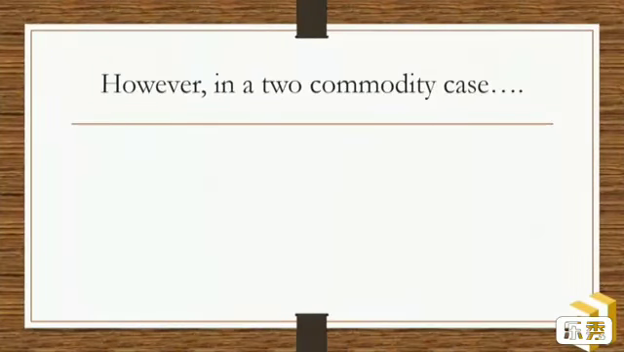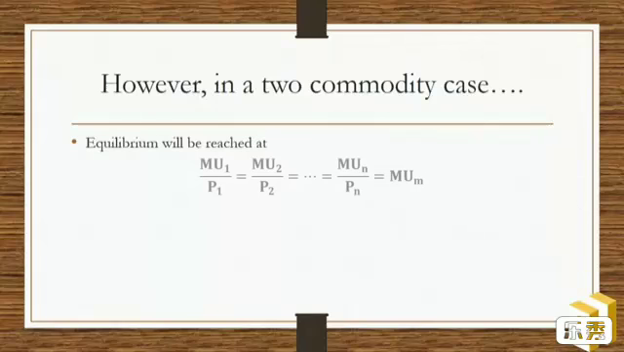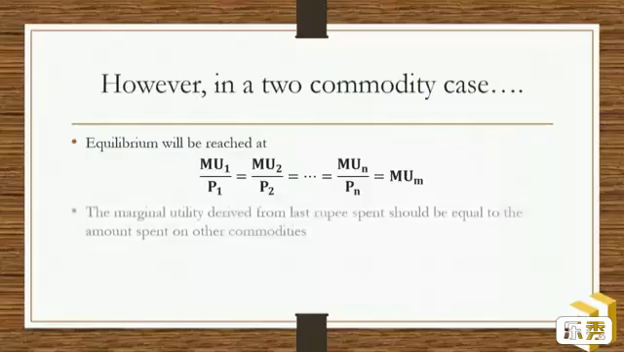In a 2-commodity case, equilibrium will be attained where the ratio of marginal utility of a commodity to its price for all the commodities is equal to the marginal utility of money. In other words, marginal utility derived from the last rupee spent should be equal to the amount spent on other commodities. However, this is just the cardinal method.